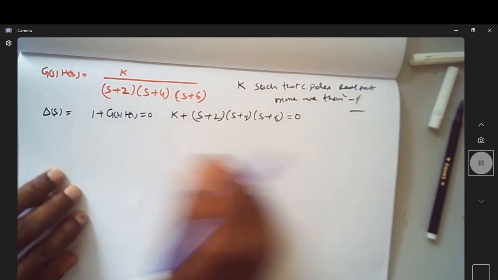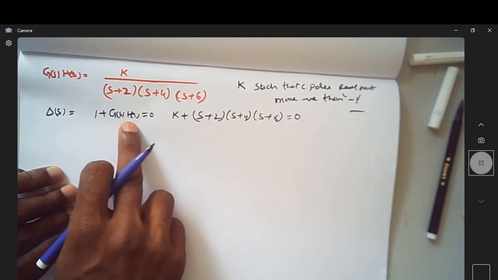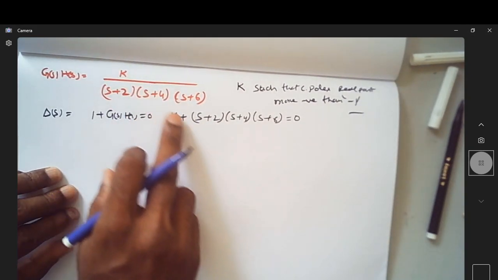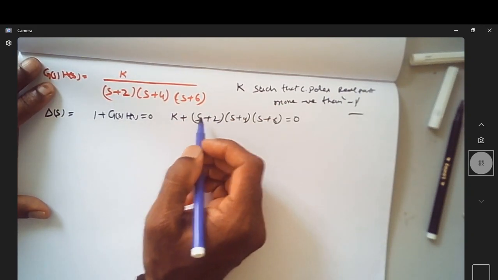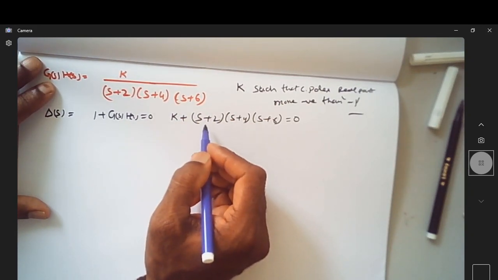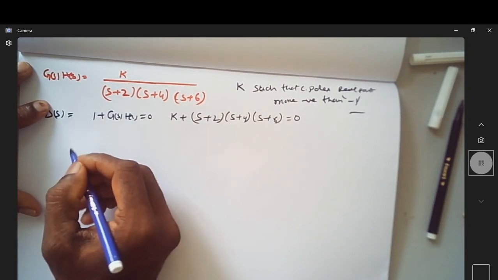-1. So we know that the characteristic equation can be written as this, and for this transfer function the characteristic equation is this. So maybe we can find the polynomial of this one, so that we can write the Routh array and proceed with this.